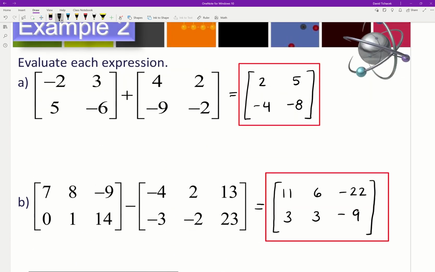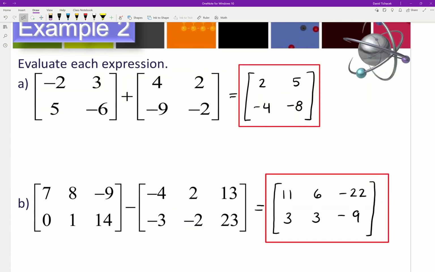The next couple of examples I've already gone ahead and worked out here as well. You guys can go ahead and pause the screen here and check to make sure that these work out as well. Again, you're checking to make sure that they have the same order, and then after that, you're just adding or subtracting the entries in corresponding positions, and then writing the result in that same corresponding position in a new matrix that you call either your sum or your difference.